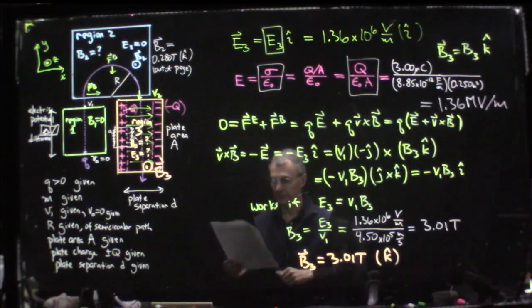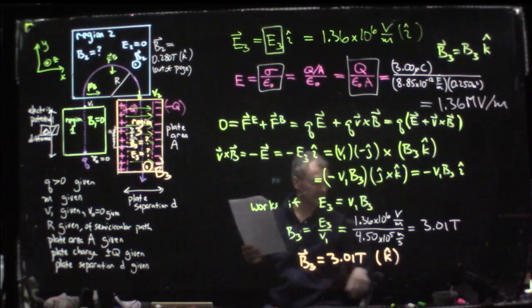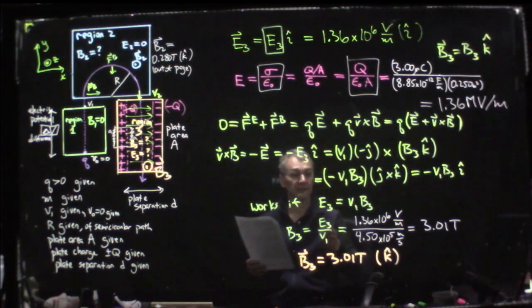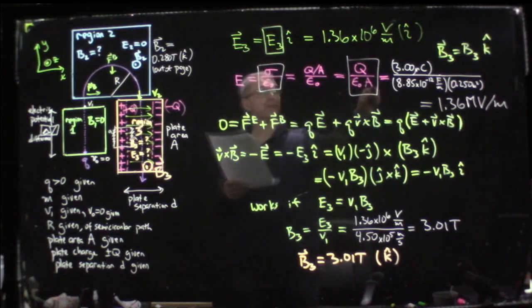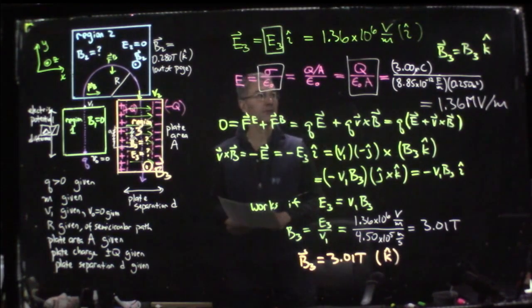So I think we solved this whole problem. The electric field in region 3 is 1.36 times 10 to the 6th volts per meter, pointing to the right. And the magnetic field in region 3 is 3.01 Tesla, pointing out of the page.